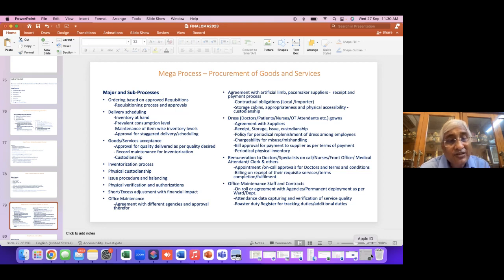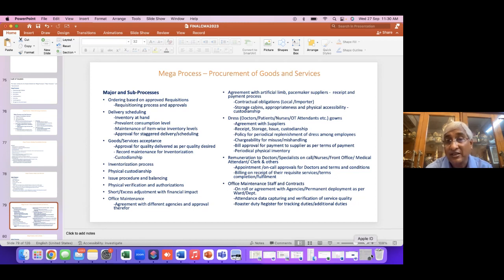The inventorization process, physical custodianship, issue procedure and balancing, physical verification and authorizations, short or excess adjustment with financial impact, or agreement with different agencies and approval for different grades or variety of services, agreement with artificial limb and pacemaker suppliers, receipt and payment process, contractual obligations, storage cabins, appropriateness and physical accessibility, custodianship, all these are very, very important for the hospital.